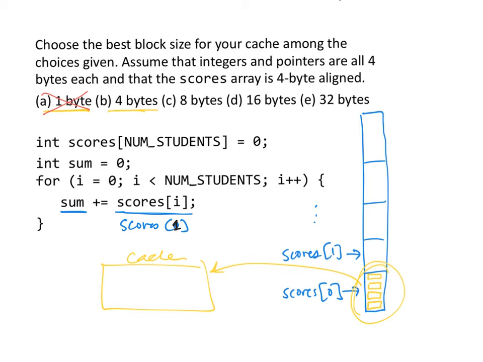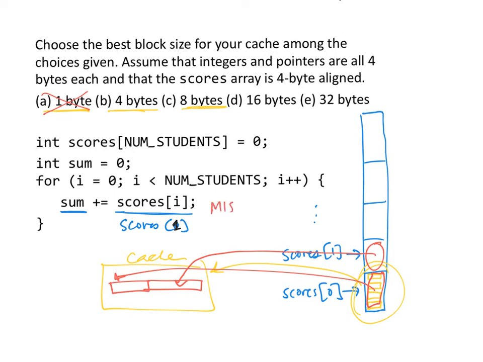If instead the block size were 8 bytes, then when we brought in scores sub 0, we would also bring in scores sub 1. So this would be fetched into the cache line here, and because the block size is 8 bytes, the data in scores sub 1 would go in the second half of the block. This has the nice effect that in the first iteration, you would have a miss, but in the second iteration, you would have a hit.